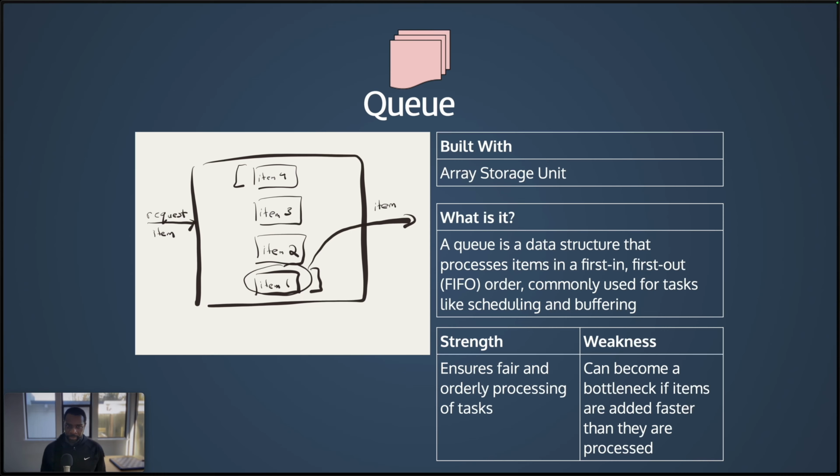It's just like a queue. If you're lining up, the first one who was on the line gets served first, then the second one, and so on and so forth. This is built with an array storage unit, with things in an array being requested and taken out in a certain specific way. So a queue is a data structure that processes items in first in, first out (FIFO) order, commonly used for tasks like scheduling and buffering.